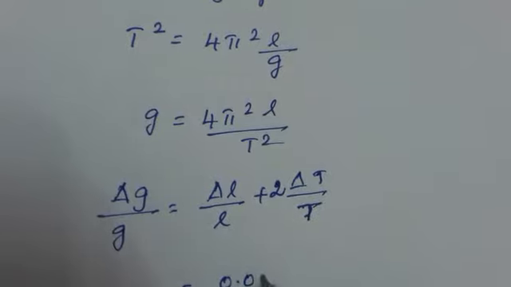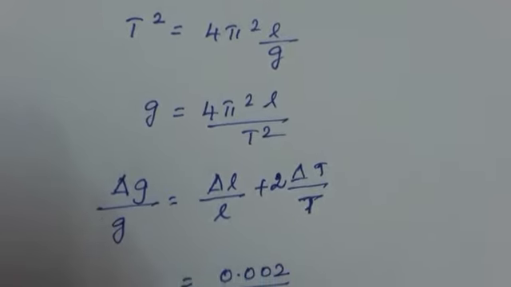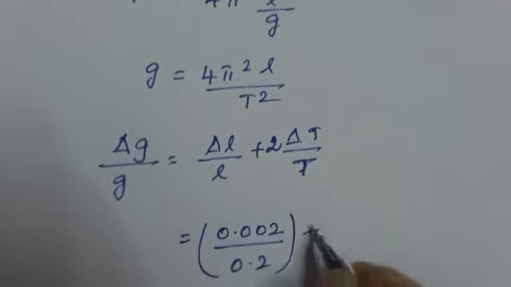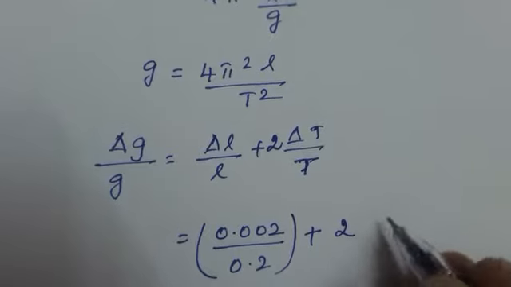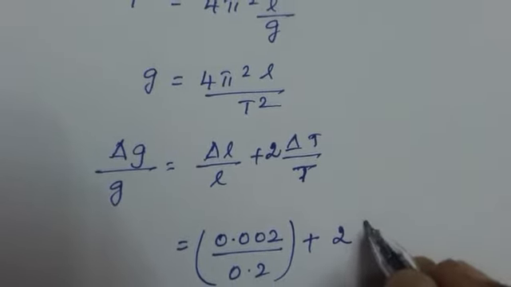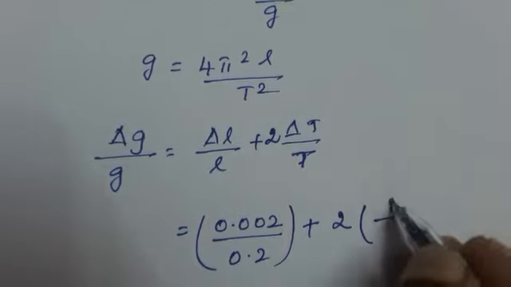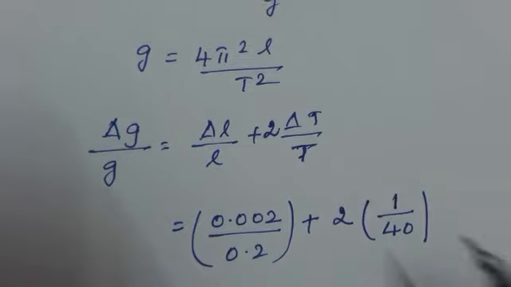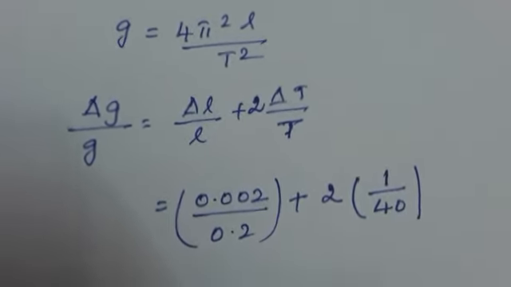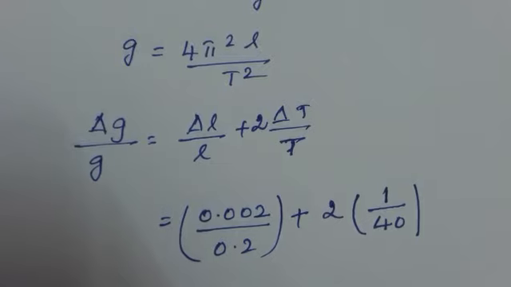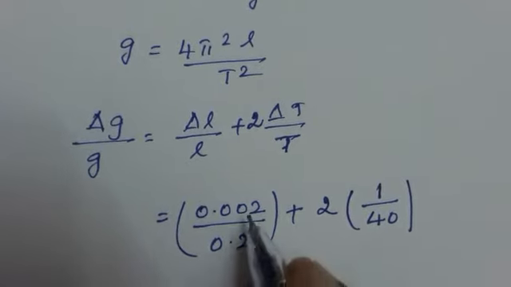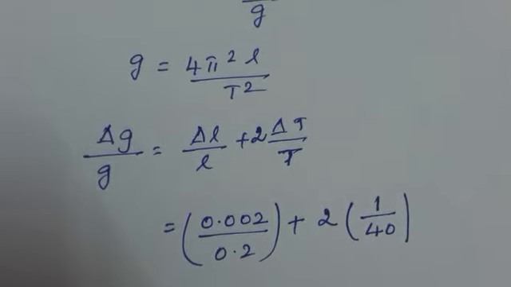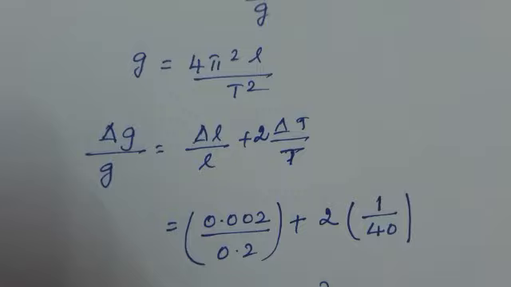Delta L is 2 millimeter accuracy, so it is 0.002. The length given is 0.2, plus 2 into delta T, which is 1 second accuracy. The time given is 40, for 50 oscillations. So we can write it as 0.2 divided by 20 plus 2 by 40.